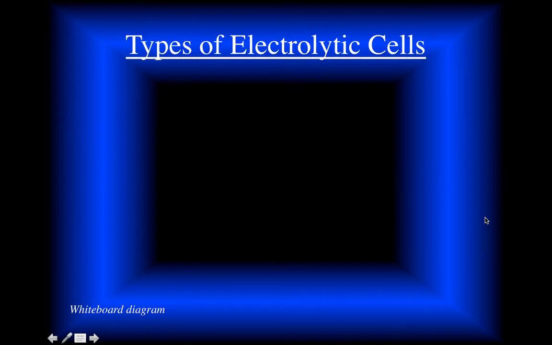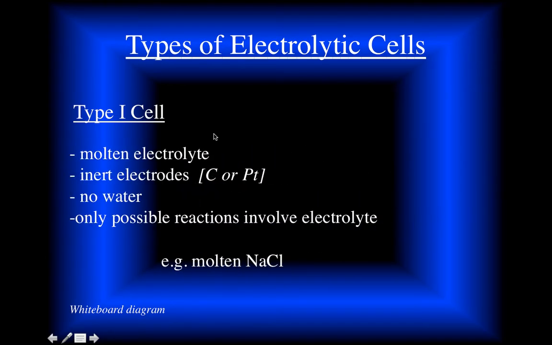All right. We're going to look at type 1 cells and then we'll wrap up this video because I have to do a diagram and make a video of that. Type 1 cell is the simplest of the electrolytic cells. That's why we love it. It has a molten electrolyte. Molten means it's been heated so much it's melted, so we don't have to worry about water to have our ions. It has inert electrodes.